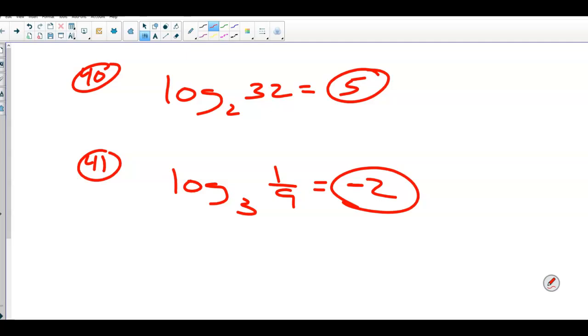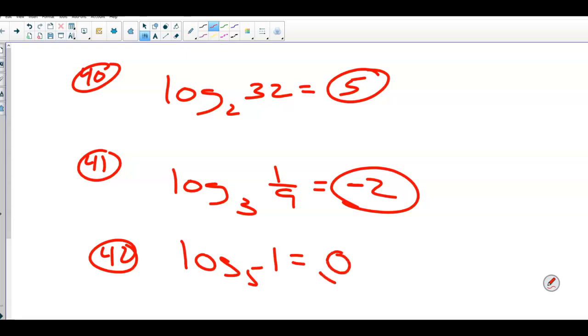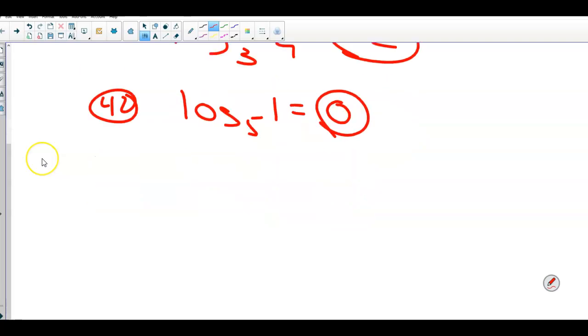For number 42, that's the easiest one here. Anytime we raise something to an exponent and get 1, that means it's 0. Okay. And that is something I feel like we really should know at this point.